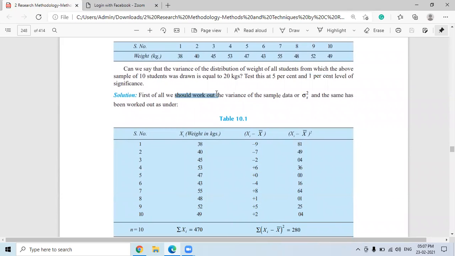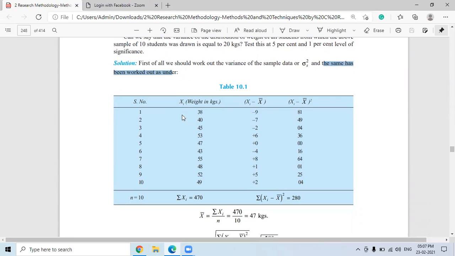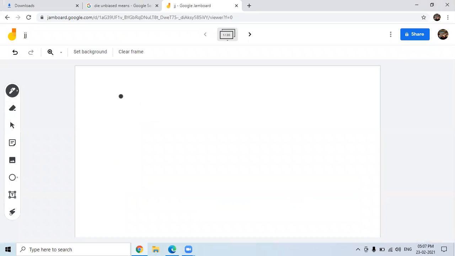So first of all, we should work out the variance of the sample data, or sigma s square, and the same has been worked out as the answer. So here this is the table. I will show the table on the board. So I will draw the table. So this is my table.